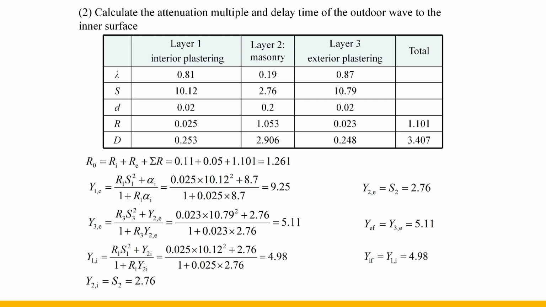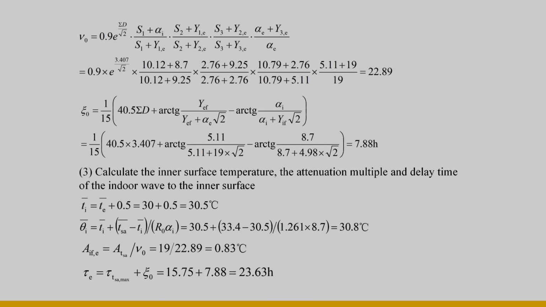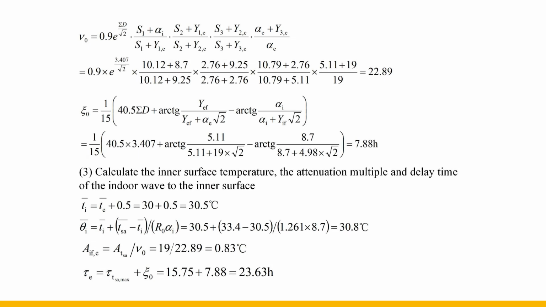YIF equals Y1F. Substituting the above calculation results into the attenuation multiple and delay time of outdoor harmonics, the attenuation multiple is 22.89 times, and the delay time is 7.88 hours, namely 7 hours, 52 minutes, and 8 seconds.